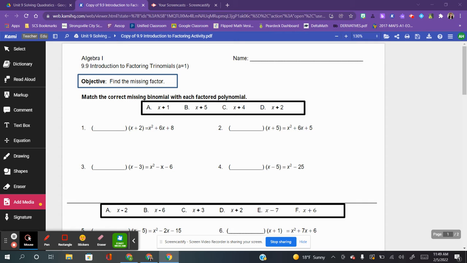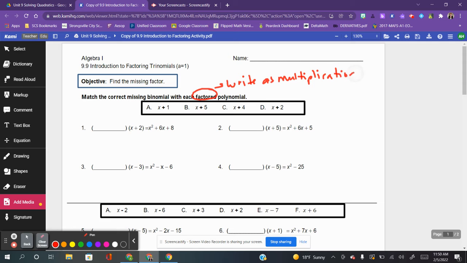Recall that a trinomial is an expression that has three terms, and all of our expressions are going to start with x squared or 1x squared, which is what it means to have a equal to 1 in our directions. All right, so just as a reminder, when we talk about factoring, we're talking about taking an expression and writing it as multiplication. We're going to write it as two expressions being multiplied by each other. The difference today is that our two expressions are going to be two binomials.